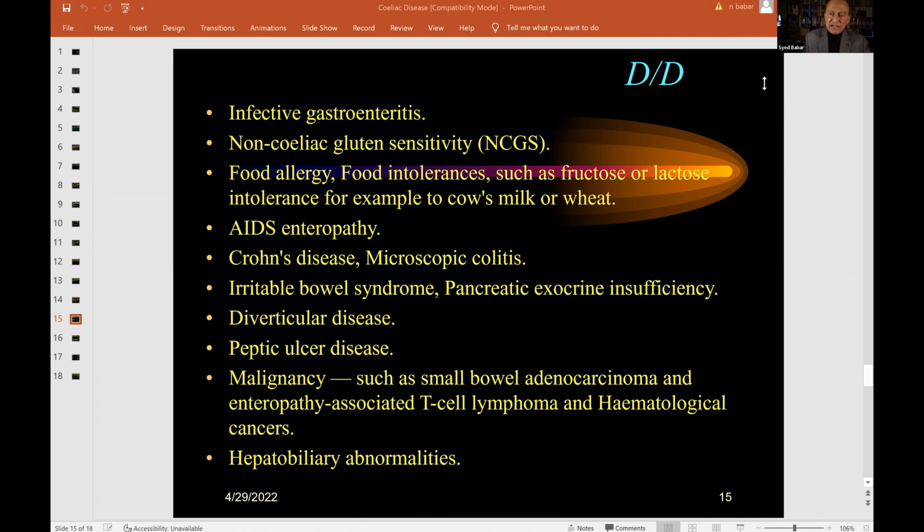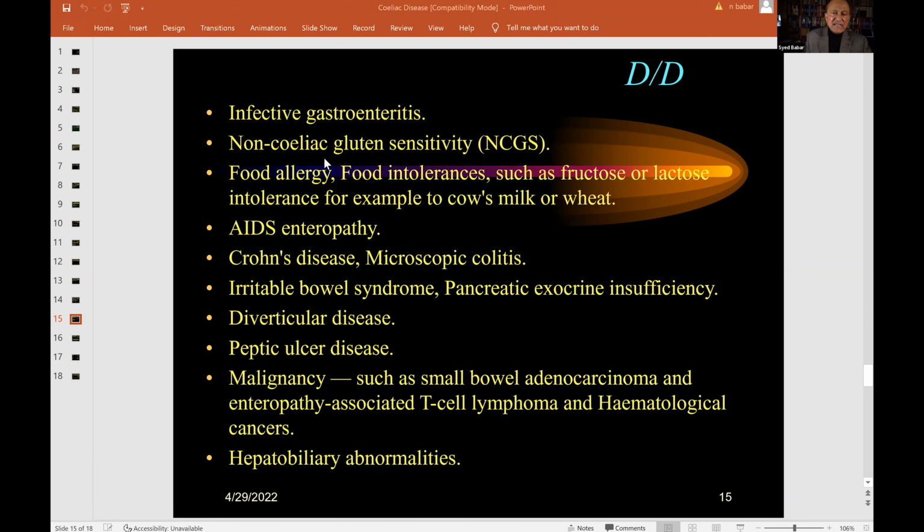The differential diagnosis of celiac disease. To begin with, infective gastroenteritis, so symptoms, physical findings, parameters of lymphadenopathy or fever with stool examination to grow organisms, and CRP to confirm that there is an inflammatory condition going on.